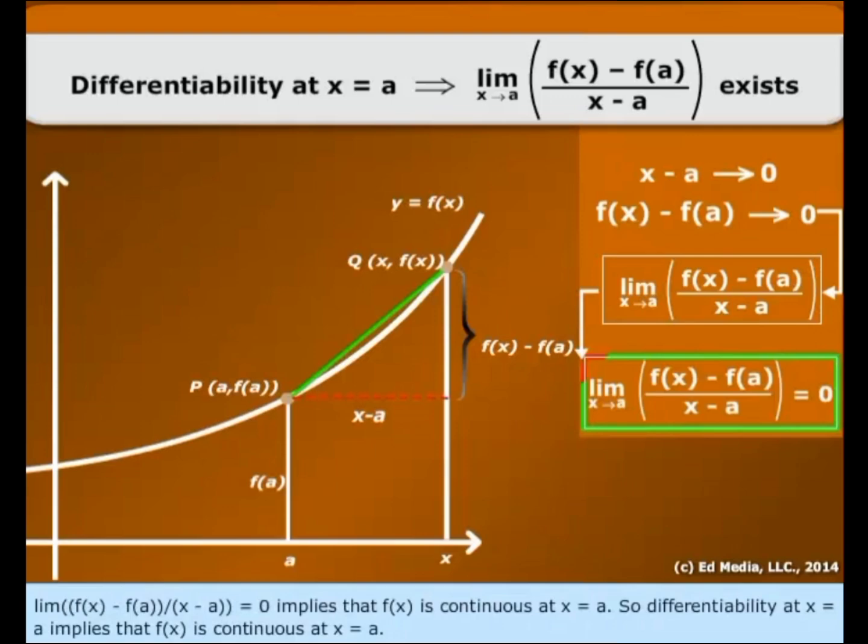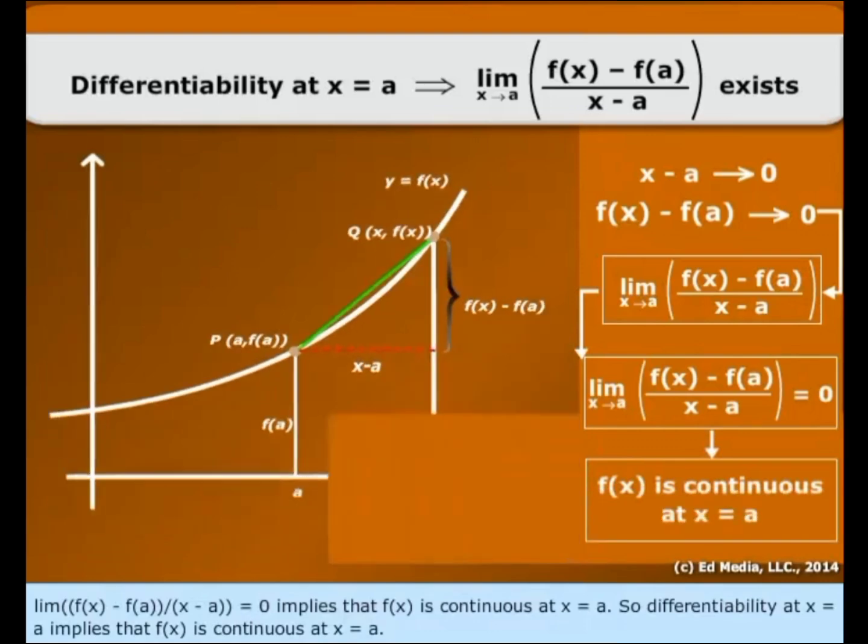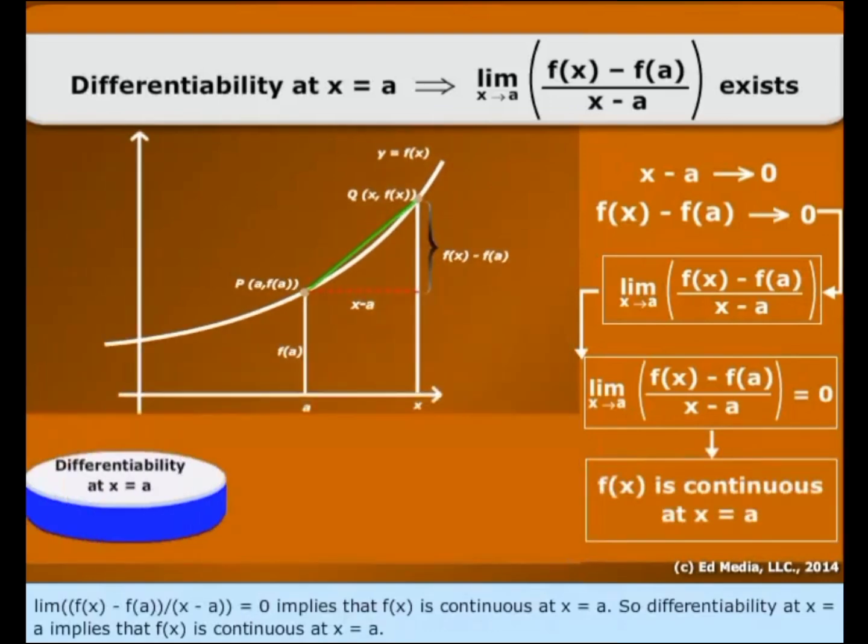The limit of f of x minus f of a as x approaches a equals 0 implies that f of x is continuous at x equals a. So, differentiability at x equals a implies that f of x is continuous at x equals a.